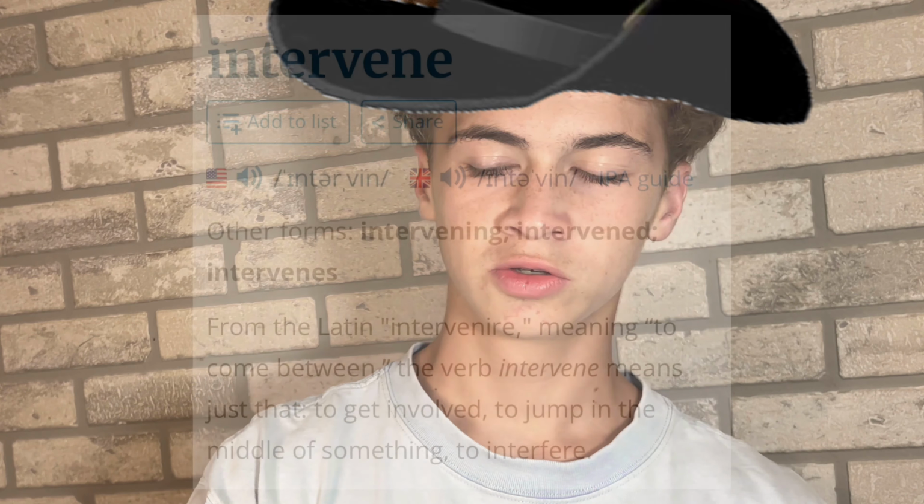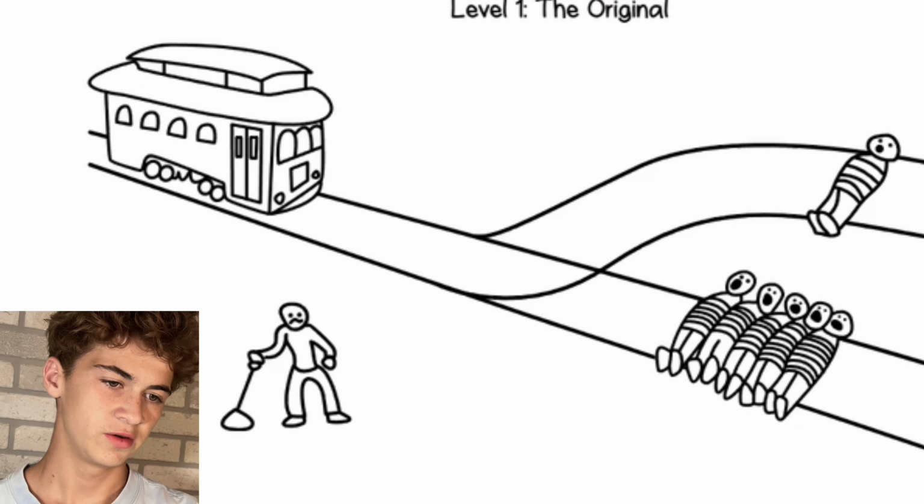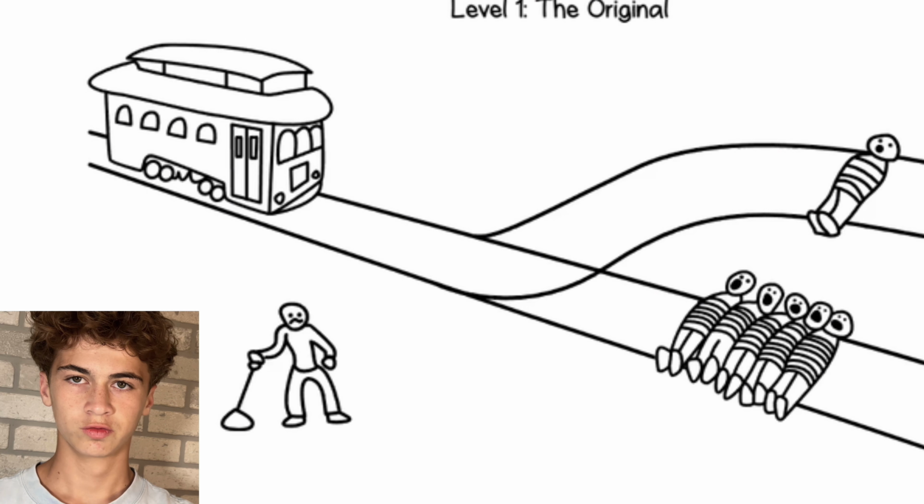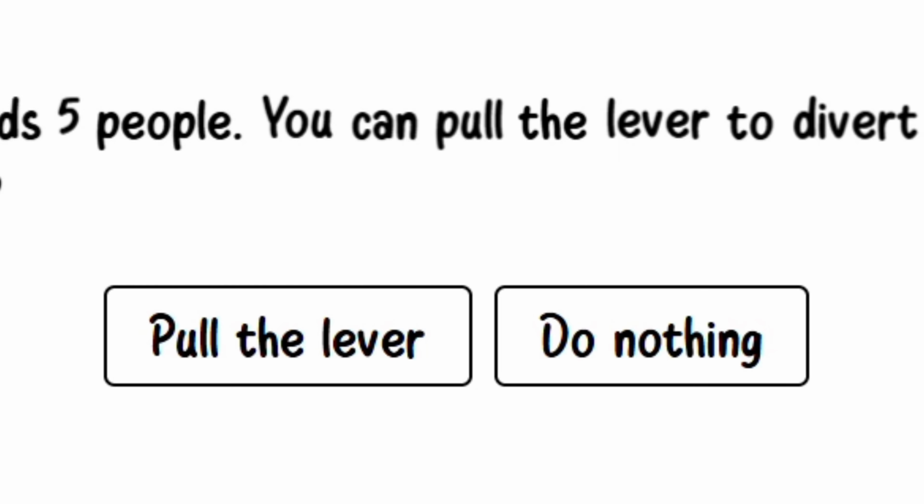I wouldn't intervene. Well, that was a cool vocabulary word. If I were to pull the lever, I would always feel kind of bad because it's my fault that this guy right here died. He wasn't gonna die if it weren't for me. So if this were actually real life, I wouldn't be able to pull that lever. I would just do nothing.